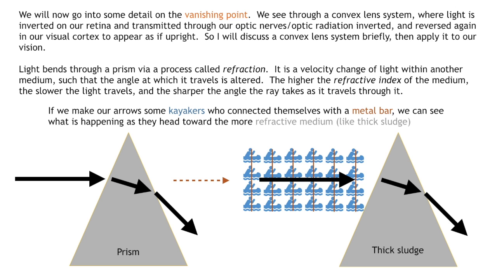Light bends through a prism via a process called refraction. It's a velocity change of light within another medium such that the angle at which it travels is altered. The higher the refractive index of the medium, the slower the light travels, and the sharper the angle the ray takes as it travels through it. If we make our arrows some kayakers who connected themselves with a metal bar, we can see what is happening as they head toward the more refractive medium, like it were thick sludge.